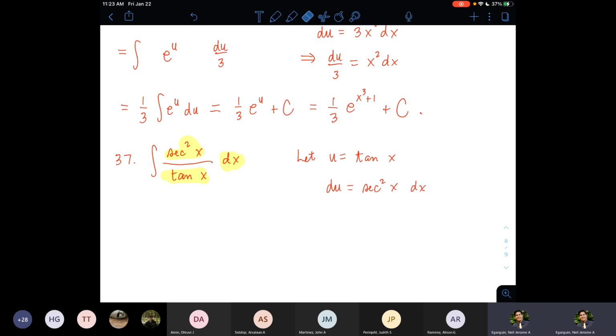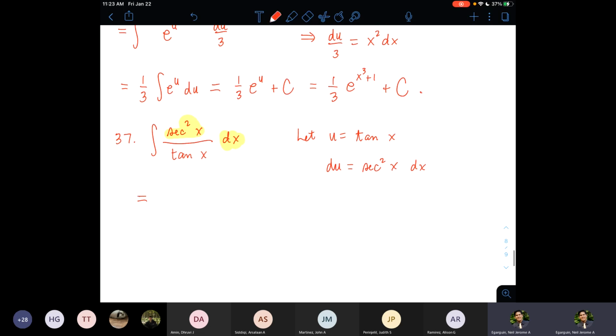That's going to be our du, right? So again, I'll do that. The highlighted function will be replaced by du, and the tangent x in the denominator is simply u. And this is an elementary form, the integral of du over u.